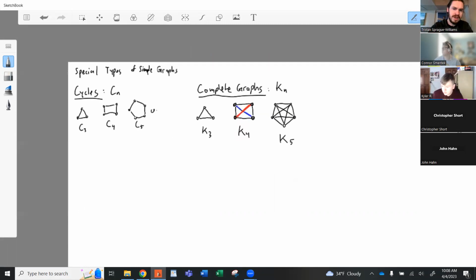And of course, let's put a dot dot dot on the end of here, because you can then do like a 6 cycle or a K6 complete graph. You can do it on any finite number of vertices.